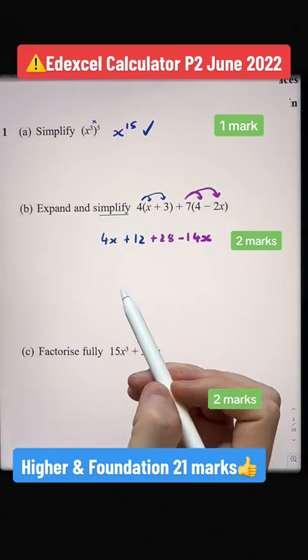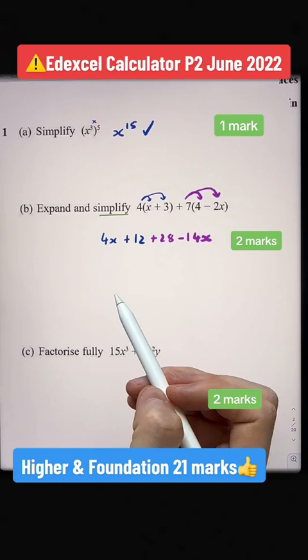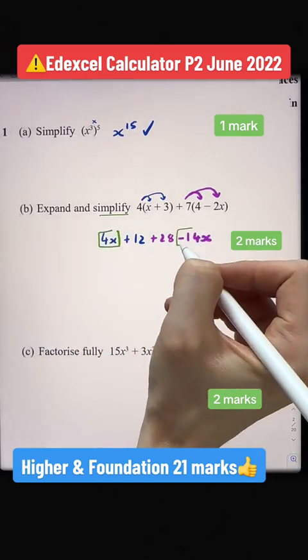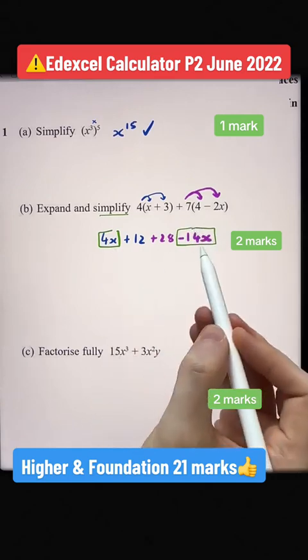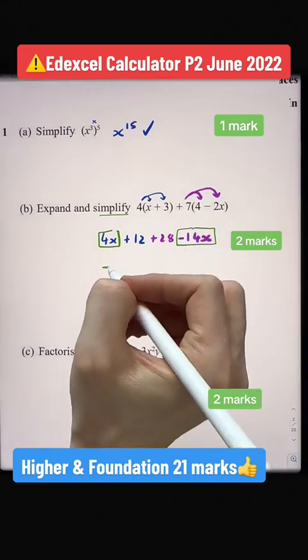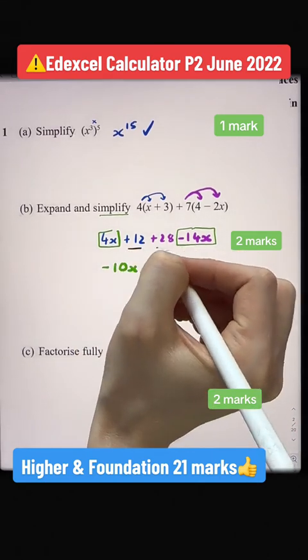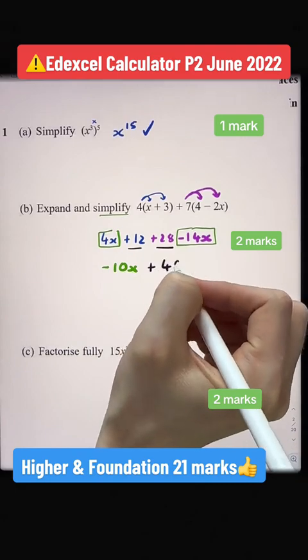Simplify means to collect like terms. Like terms have the same combination of letters. Here, looking along my line, we've got 4x, subtract 14x. They're like terms, they both end in single x. Well, 4x take away 14x will give us negative 10x. Looking at our numbers, here we've got 12 and 28. We'll simplify to give us plus 40.